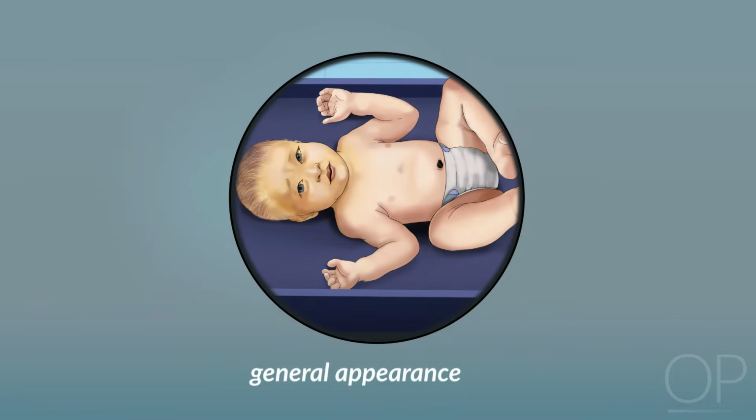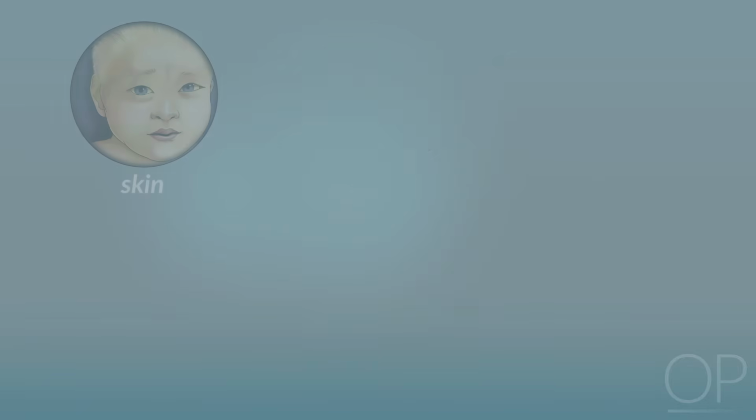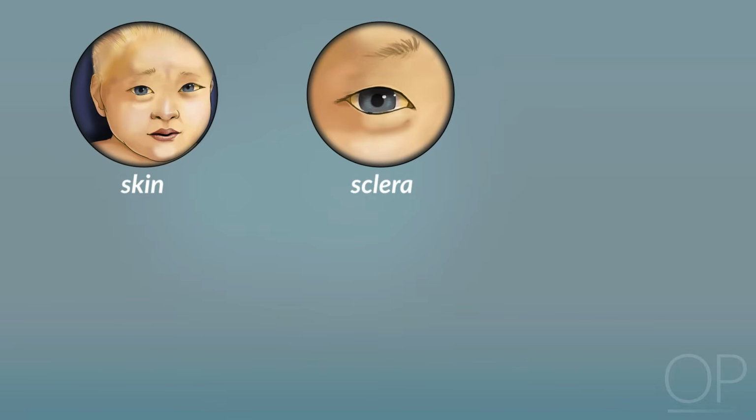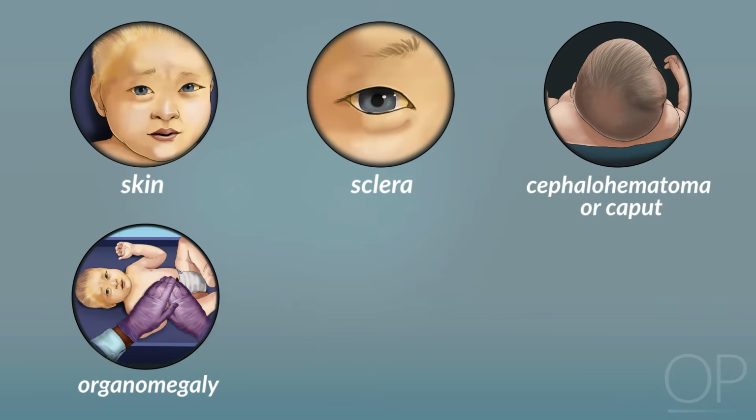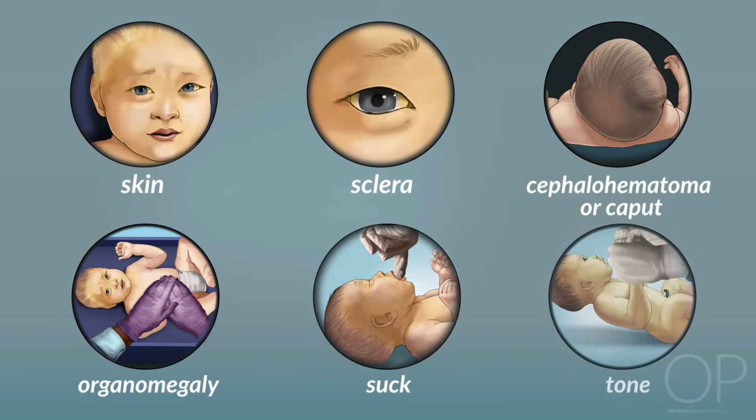General appearance is also very important. Is the infant well appearing and vigorous? Does he wake appropriately with exam? Skin and sclera should be examined for jaundice. Head should be examined for cephalohematoma or caput succedaneum. The abdomen should be assessed for organomegaly. A neurologic exam should be performed with a focus on suck and tone.